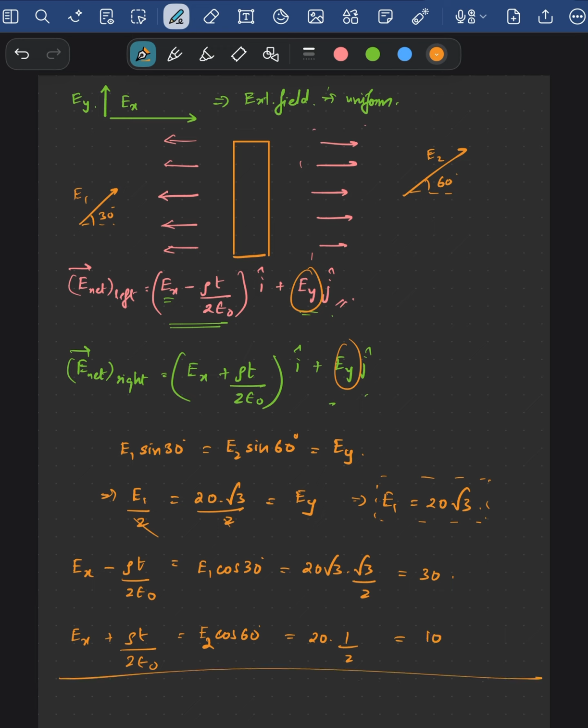Right, so now if I add both these equations, your rho t by 2 epsilon naught gets cancelled. So you'll get 2Ex is equal to 40, which means that your x component of external electric field will be equal to 20 in this case, right?